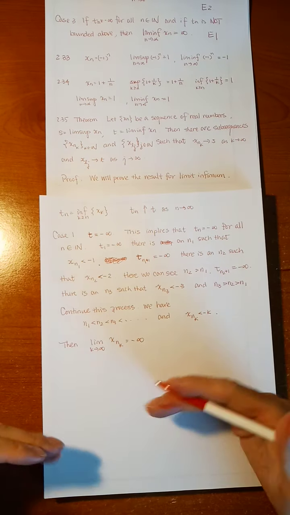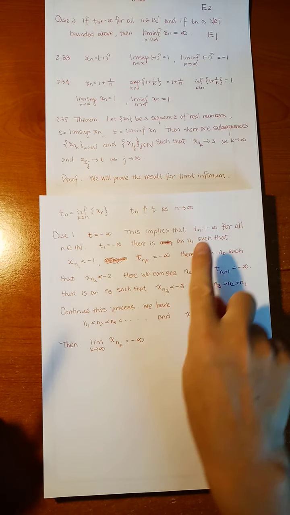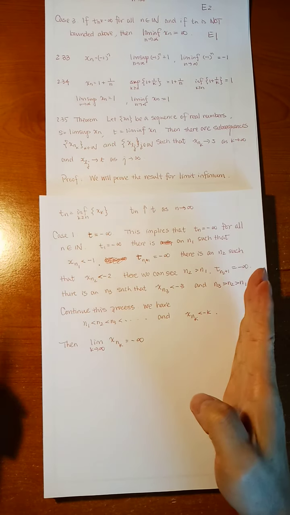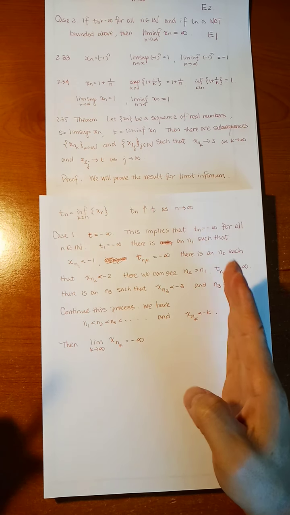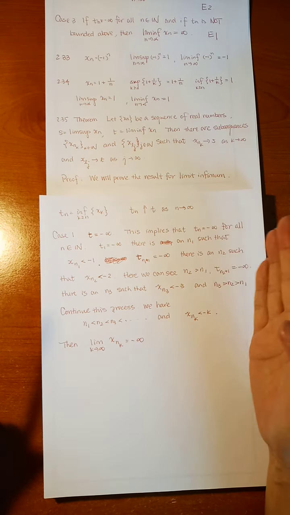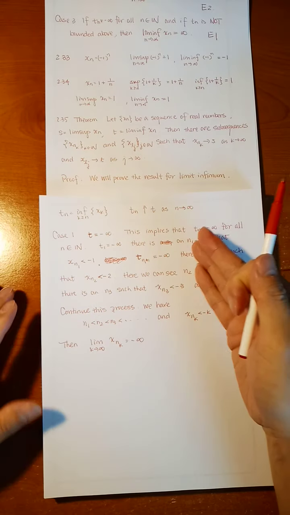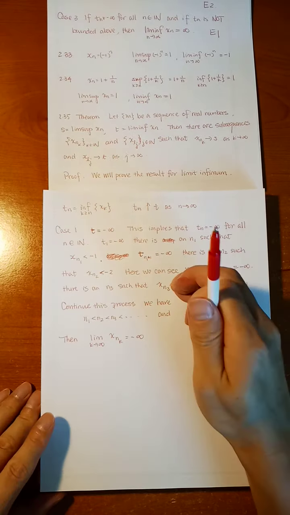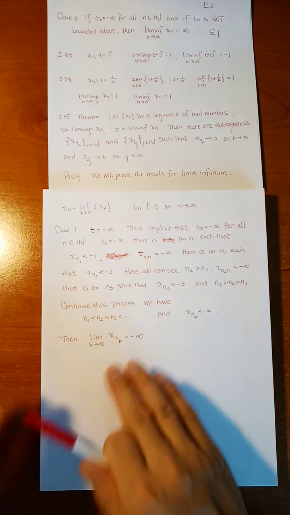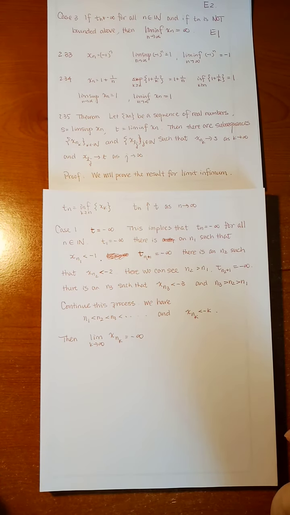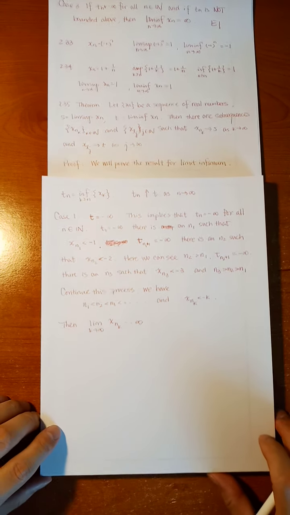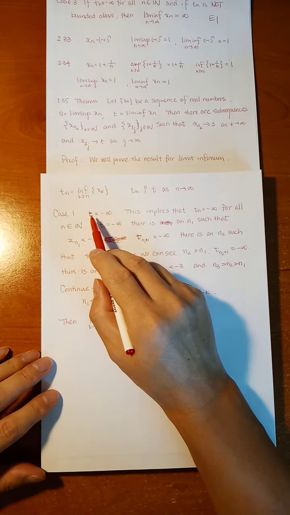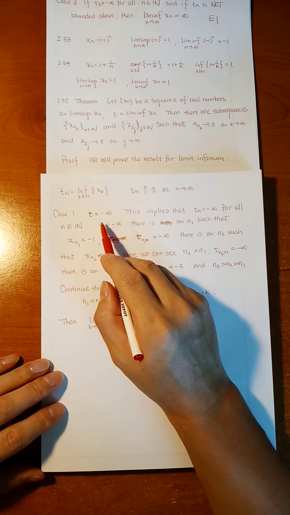Every time we choose one, but once you choose one, you exclude it from the next selection. How do I exclude this n_1 from the next selection? You just start from n_1 plus 1, the next one. Because every T_n is negative infinity, you can always do this process. Right? Okay, so that's Case 1, when you have the lim inf equal to negative infinity.